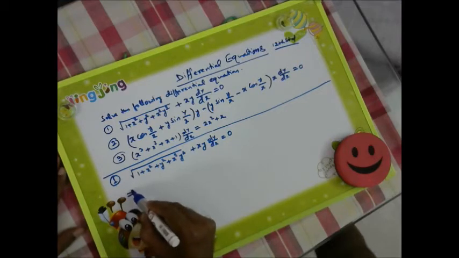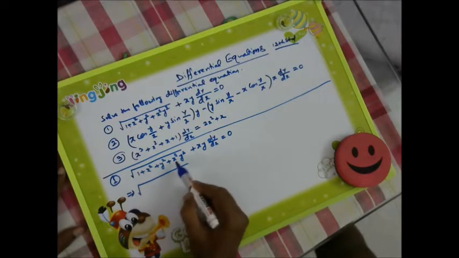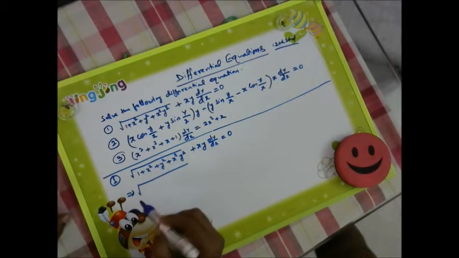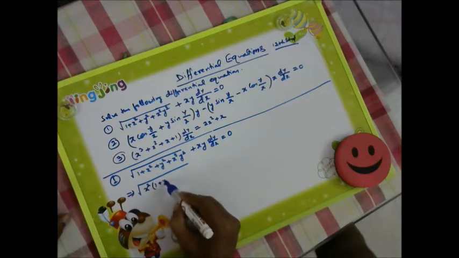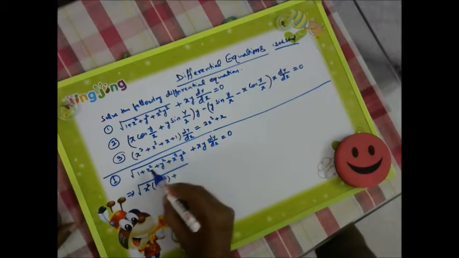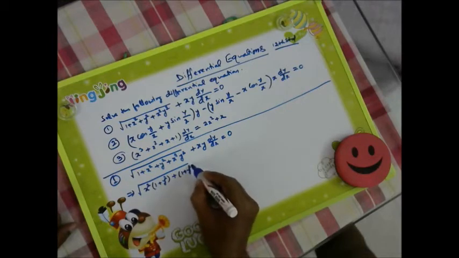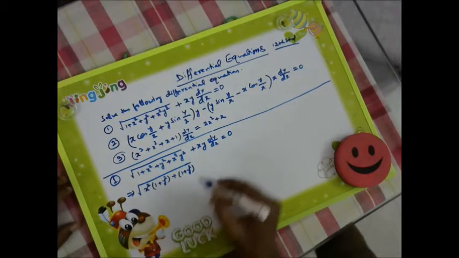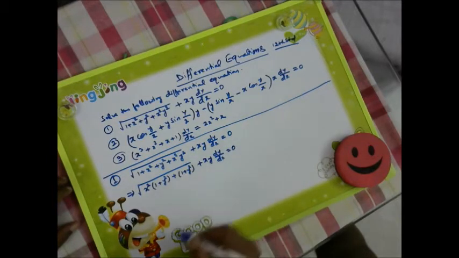First of all, in this square root, we can see that x square is common, so we can take it as common. If I take x square common, from here it becomes 1 and from here it is y square. These two parts are completed. Now we are left with 1 plus y square, which we can write separately, plus xy dy by dx is equal to 0.